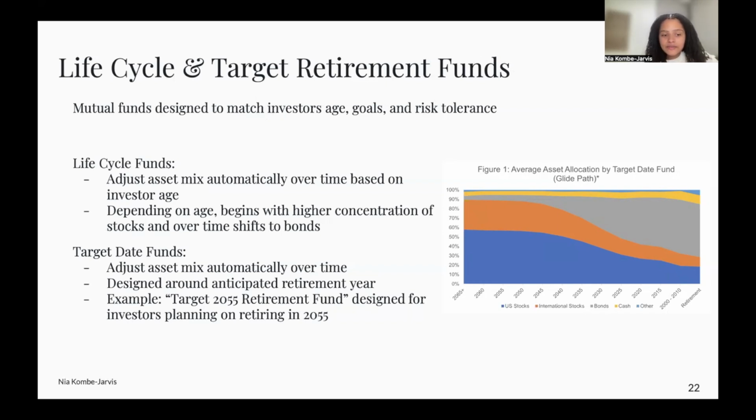And then target date funds would be designed around an anticipated retirement year. So this would be a fund such as a Target 2055 Retirement Fund and just cater a little bit closer to the exact year that someone expects they're retiring. But as you can see on the figure on the right, as time goes on and an investor gets closer to retirement, they're going to shift a little bit more out of stocks and into bonds for more security.